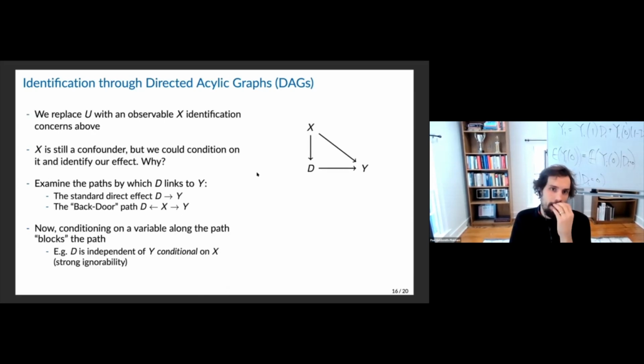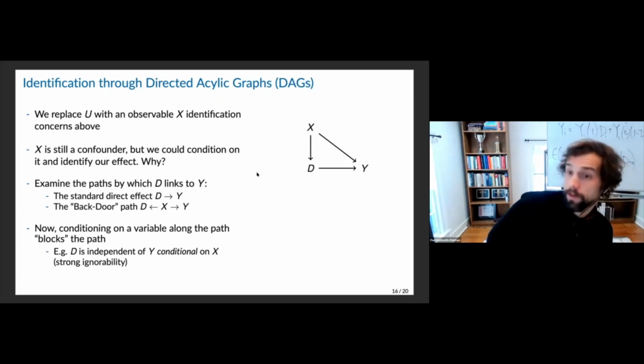What's nice is that we can now start thinking about, all right, let's say we replace U now with something observable. So this should say an observable X in the identification concerns above. So we've taken U and now we have X, which is observable. So X is still confounding, right? If I run a regression of D on Y, like in the potential outcome frameworks, or if I didn't condition on X, my random assignment would have potentially been confounded. Same idea. There's two paths. Potentially we have this contaminating effect through X.